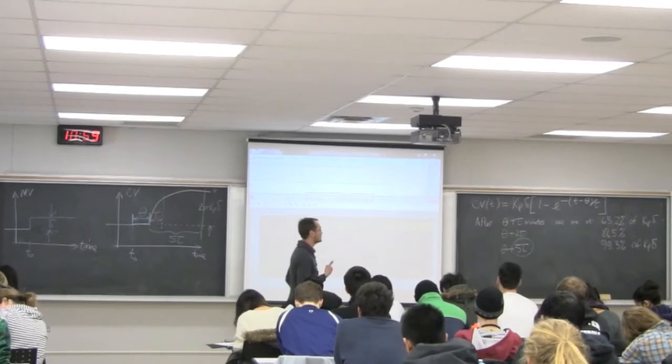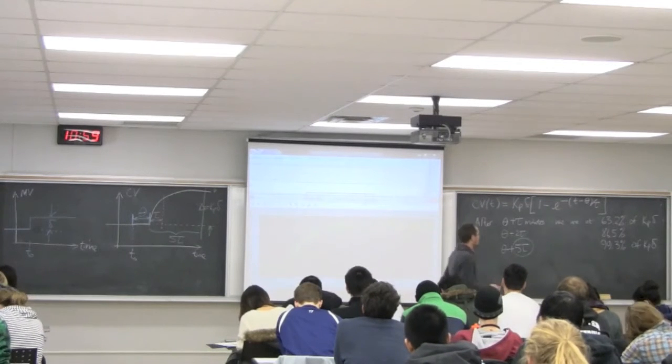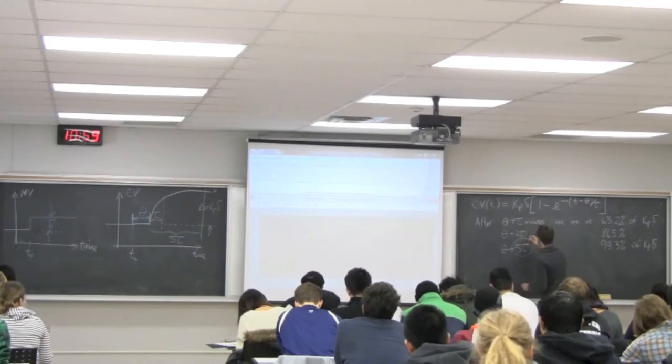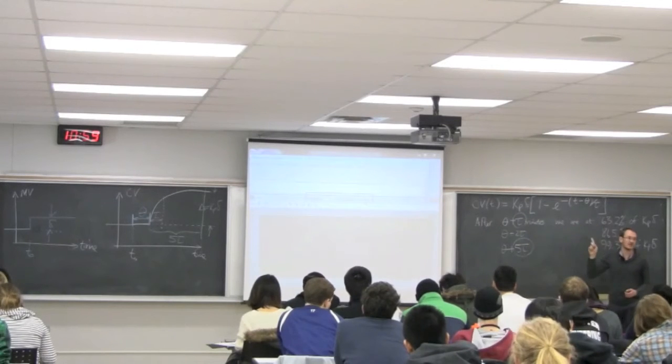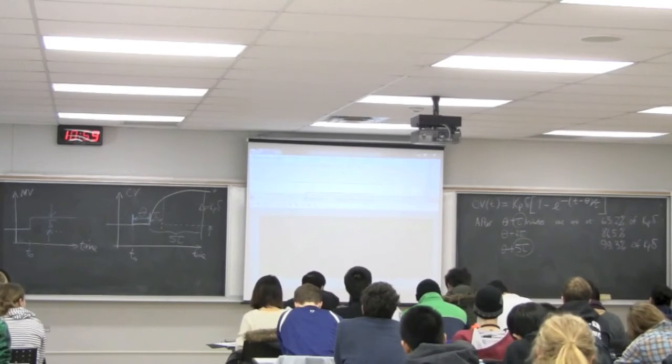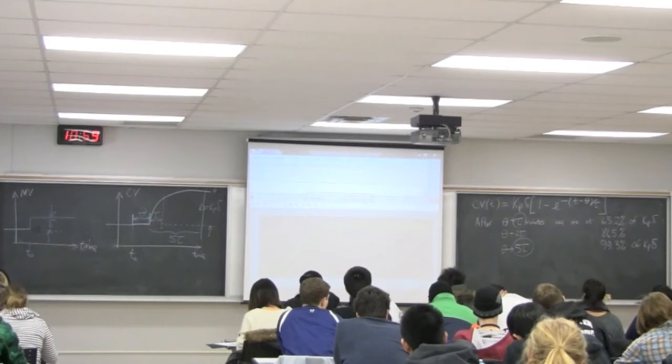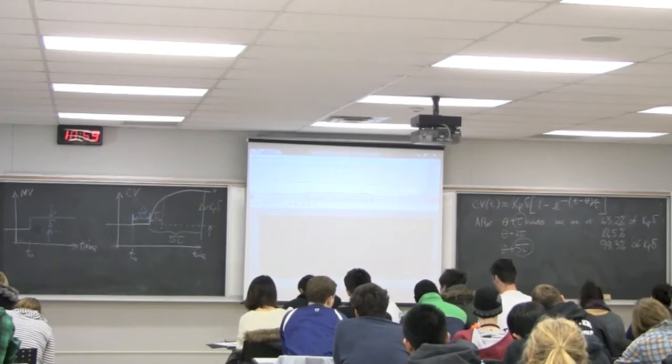1 time constant to achieve 63%. I don't care if you memorize 2, 3, and 4, but you have to memorize that 1 time constant is 63%. 5 time constants is pretty much 100%. Those are the 2 numbers you must remember.